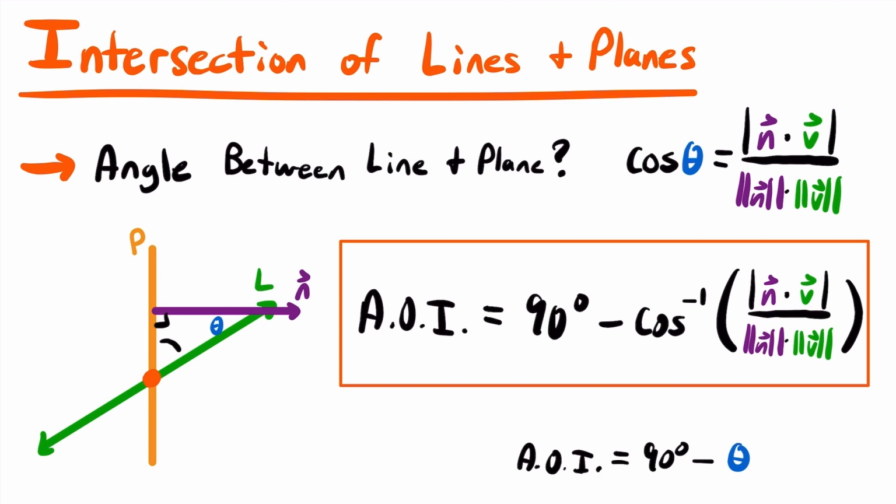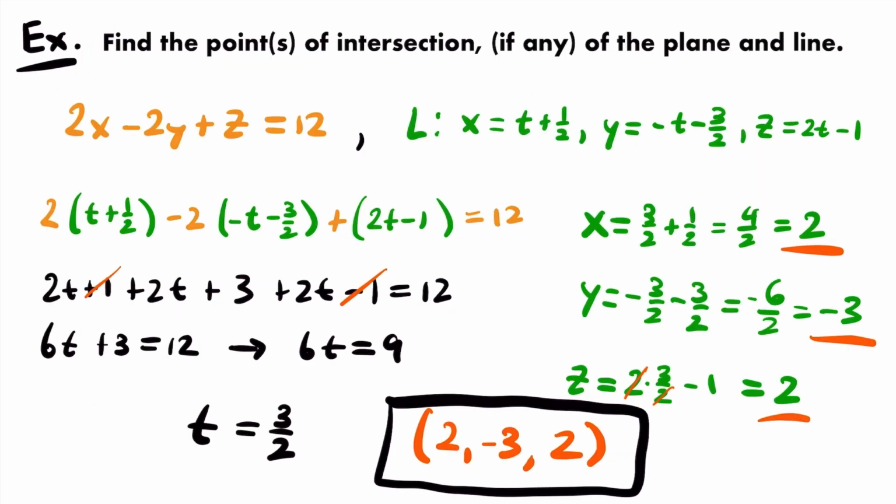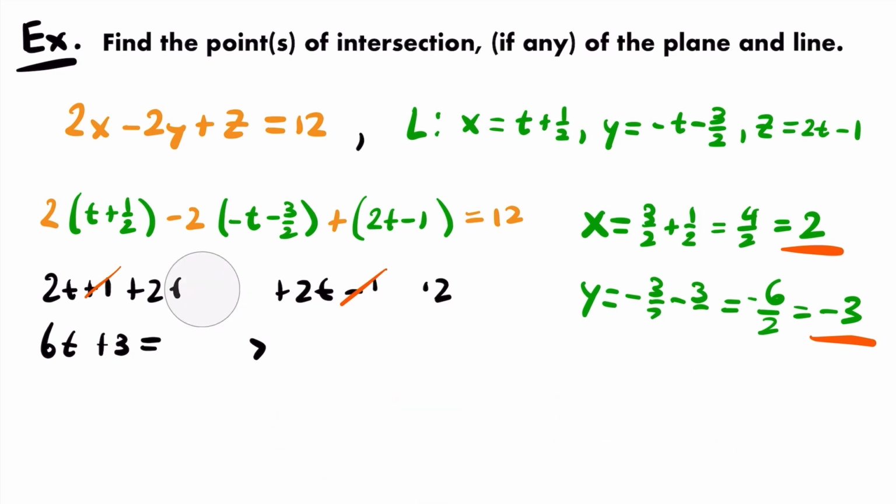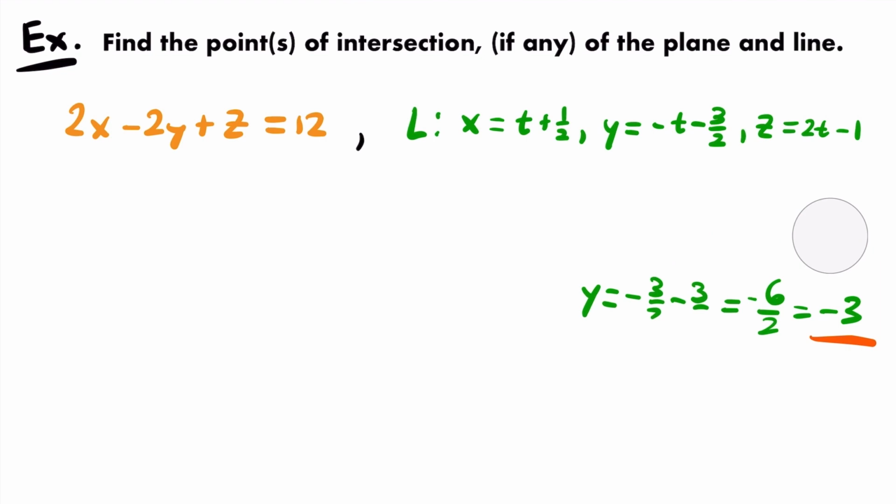And so let's go back to our example from earlier and see if we can find the angle of intersection. All right, so here's our example from earlier. We found this point of intersection between this line and this plane. And since we know that this line and this plane intersect at just one point, we can find the angle of that intersection. First thing that we need to do is identify the normal vector for our plane and the direction vector for our line. And those are going to be pretty easy.